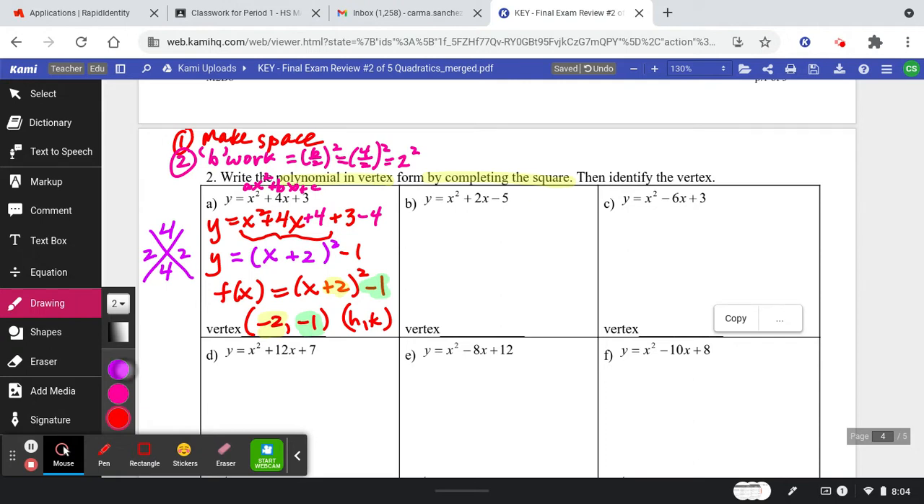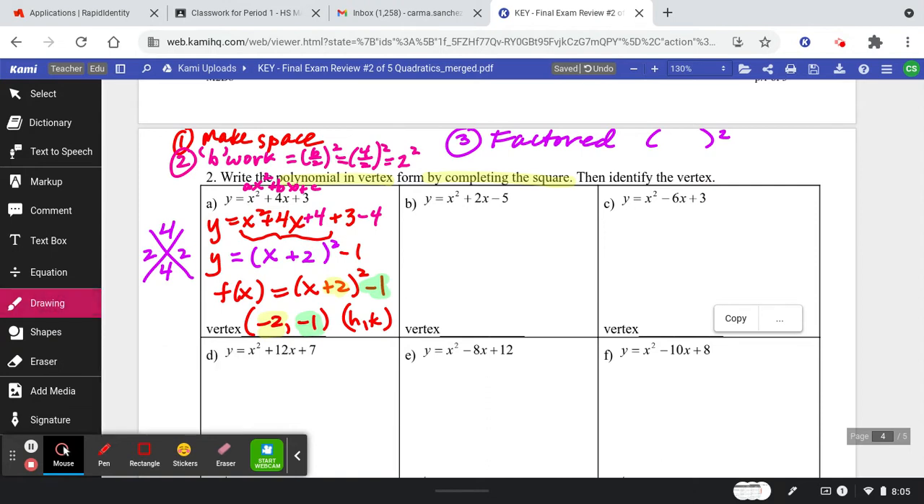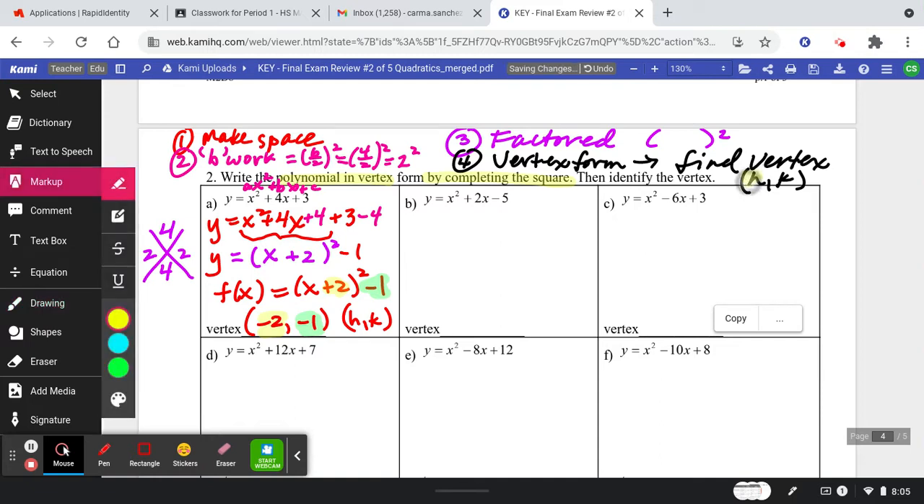All right, let's go finish off those steps though at the top. Step 3 was where we factored the perfect square trinomial in order to make that vertex form. Step 4 is where we subtracted at the end to get it into vertex form. And then we found the vertex from that vertex form. And that was HK, where the H was this first part. Remember, we switched the sign, and the K was the second part.